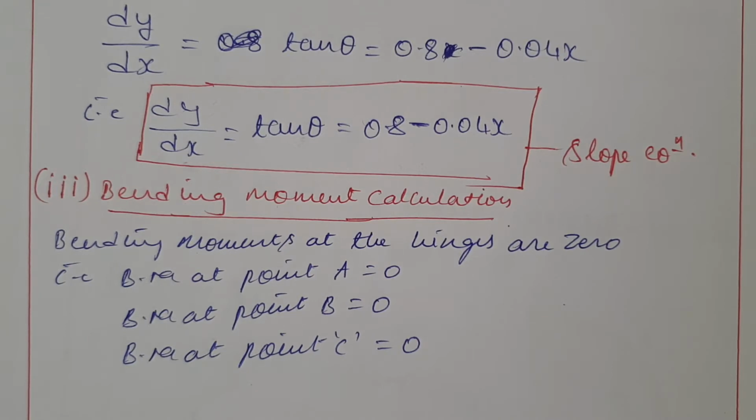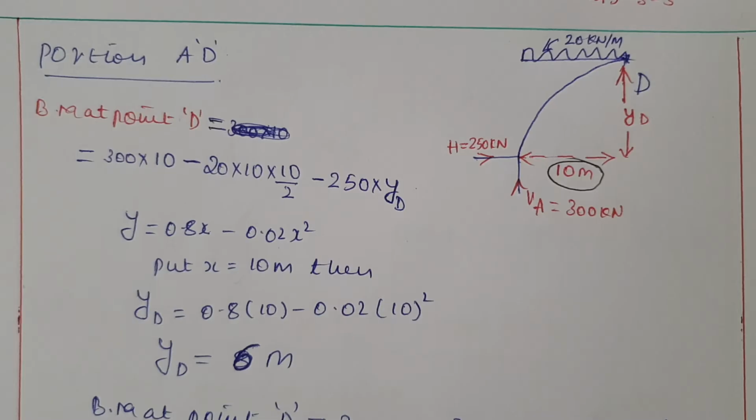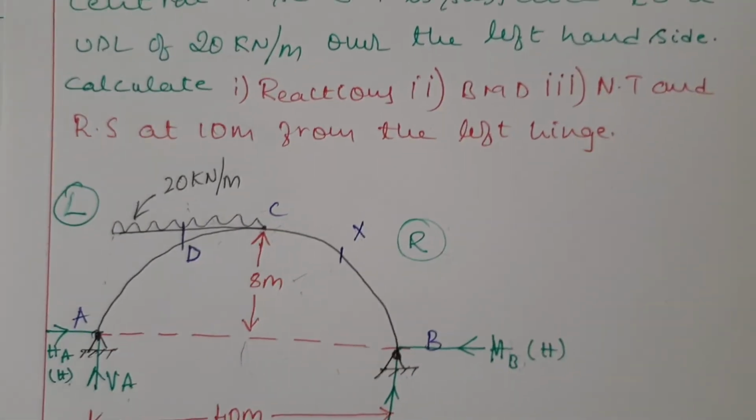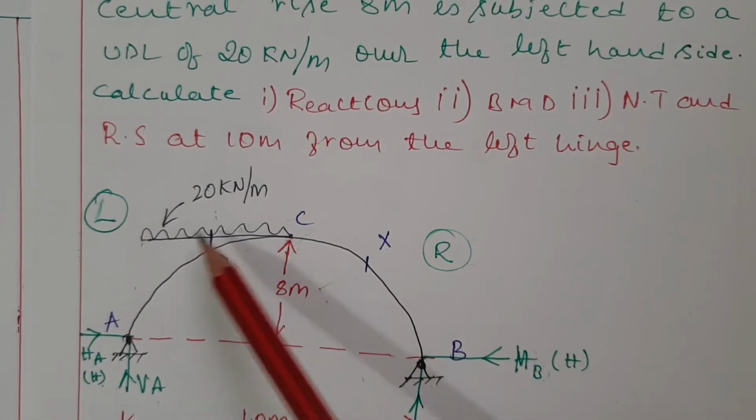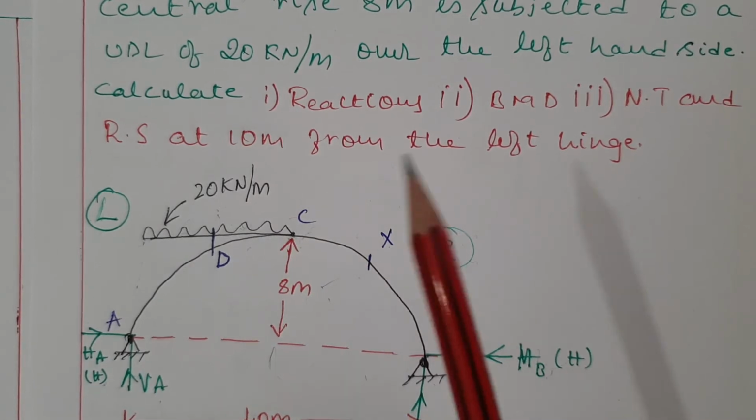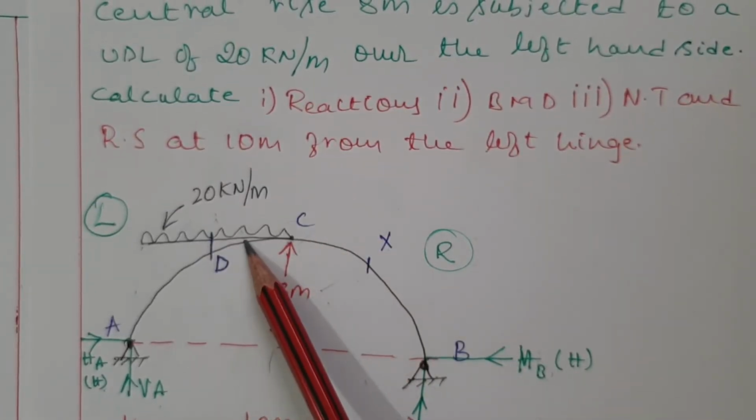Okay, the next step is to find the maximum bending moment at the loaded point as well as the maximum bending moment at the non-loaded point. For that we have to divide the entire arch into 2 portions. I divided the arch into 2 portions: one is A to D, another one is B to C. You can see from the question, this is the arch, this is the loaded point. First I am calculating the bending moment at the loaded point.